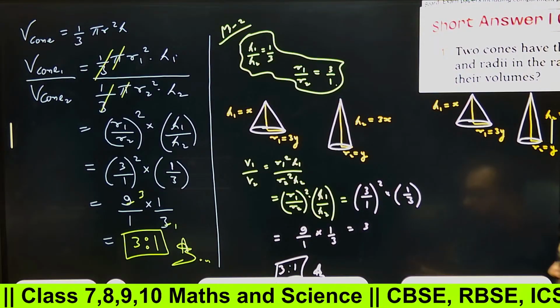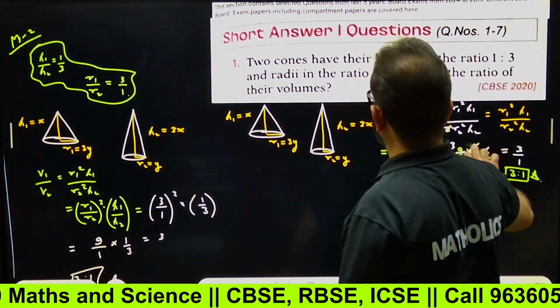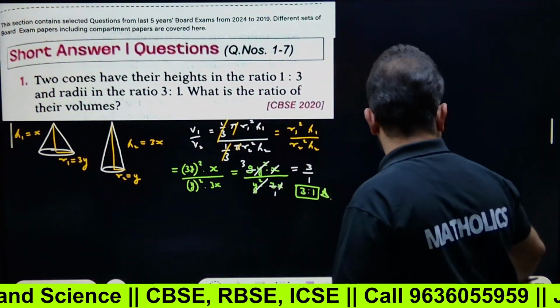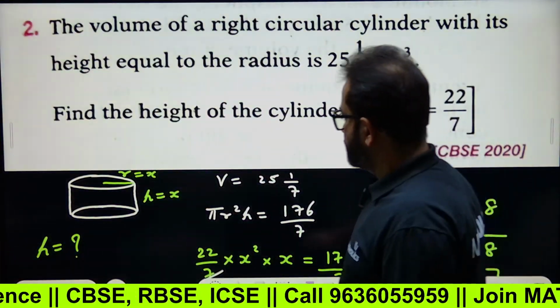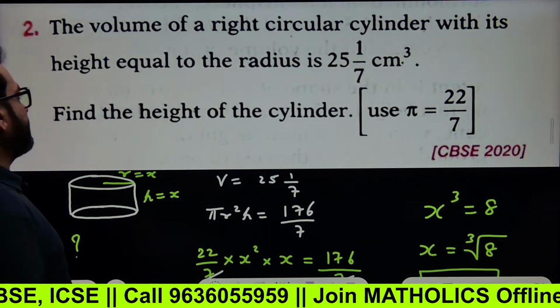Okay. So next question, let's see. This was the first question of today's evening, right? Next question. So this is the question. The volume of a right circular cylinder is this. Find the height of the cylinder.